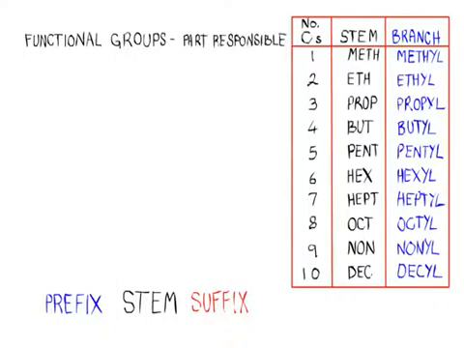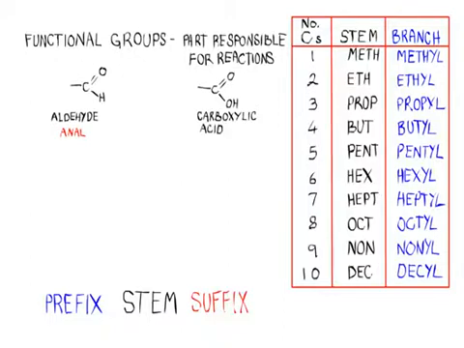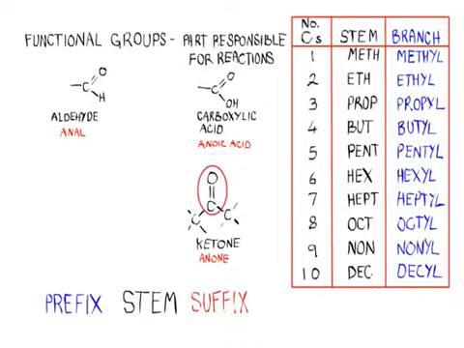Functional groups are the part of the molecule responsible for the reactions. There are various functional groups, and these affect the suffix. Aldehydes have the suffix -anal, carboxylic acids, -anoic acid, ketones, -anone. But you do need to state the position of the C double bond O group, like you do with alkenes. Alcohols have the suffix -anol. Once again, you need to state the position of the OH group in alcohols where there is more than one possibility.